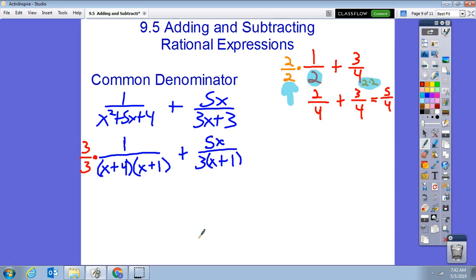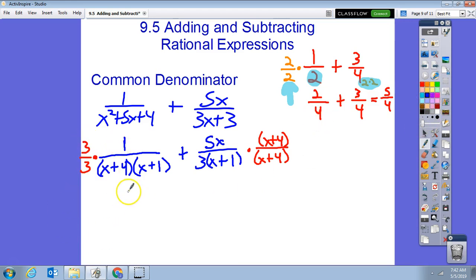Now go to the one on the right. The one on the right has a 3 and an x plus 1, but what does it not have that this one does have? It does not have an x plus 4. So we multiply by an x plus 4 to get it to be the same on both denominators. So then you just treat it like you did the numbers.